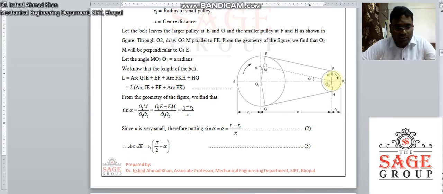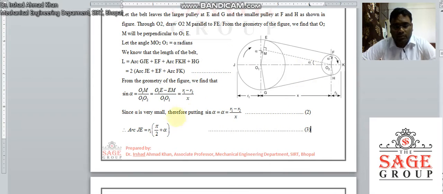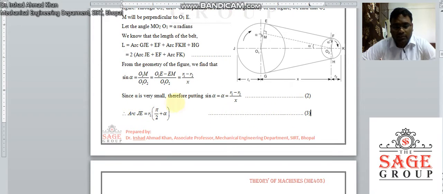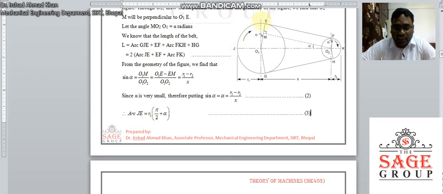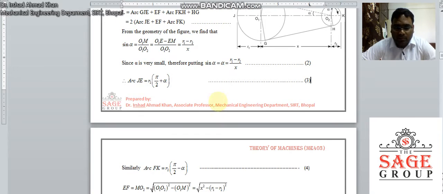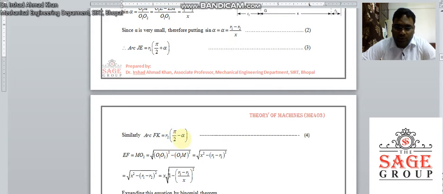This length is x, you know that. Since alpha is very small, we can say sine alpha is equal to (R1 minus R2) upon x. So this arc JE, we can say, is R1 times (pi by 2 plus alpha). Similarly, the other arc is R2 times (pi by 2 minus alpha).